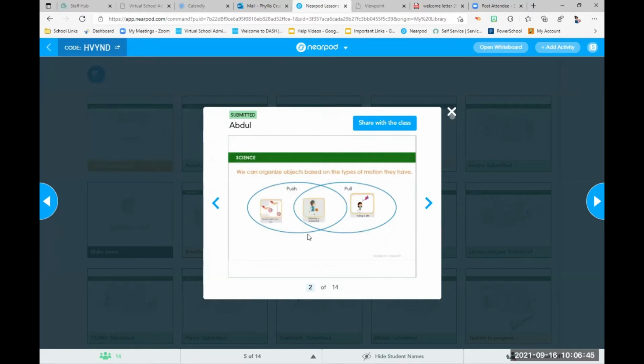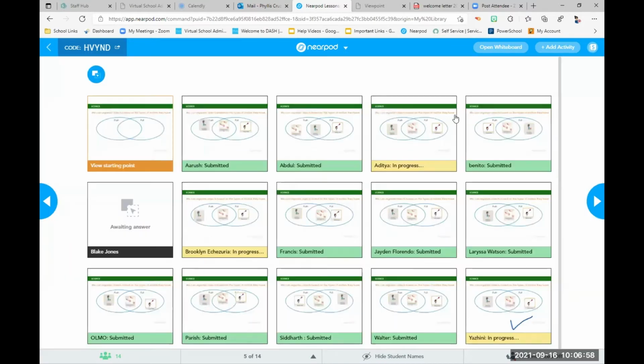Let's look at Abdul's. Abdul, the yo-yo. Have you ever used a yo-yo? So you push it down and then you pull it back up. I think I would switch something around. You'll go ahead and do that if you want.